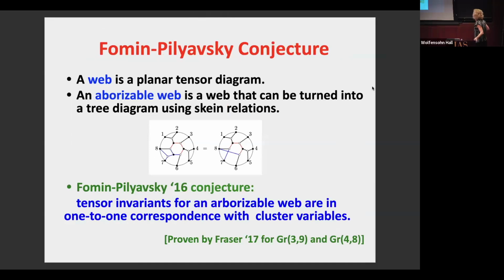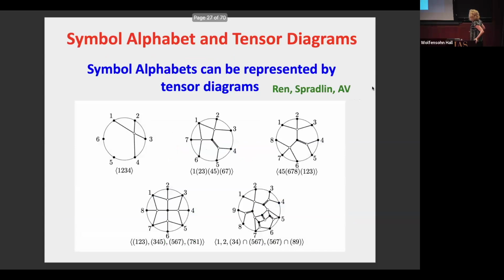Okay, so the conjecture, which has been, again, I'm not great with references, I do the best I can. The conjecture by Fomin and Pylyavskyy was that the tensor invariants for certain arborizable webs are in one-to-one correspondence with cluster variables. A web is a planar tensor diagram, and an arborizable web is a web that can be turned into a tree diagram using skein relations. So for example, this is an arborizable web. And what we can do is that those lists that I had, we can represent by these 5 tensor diagrams.